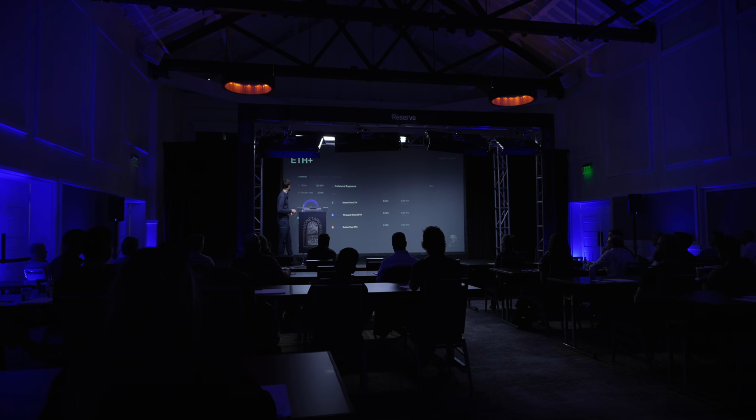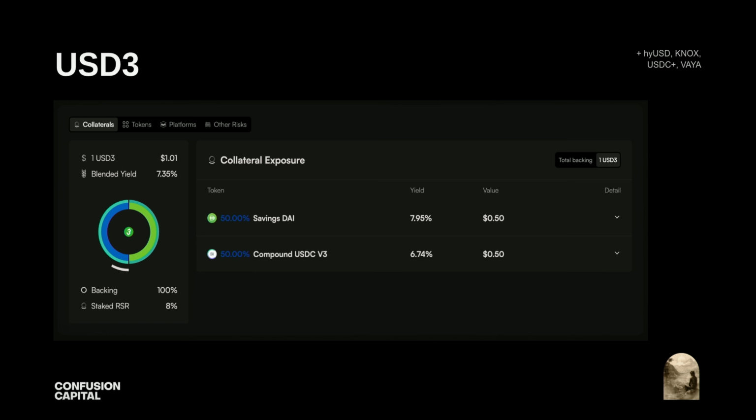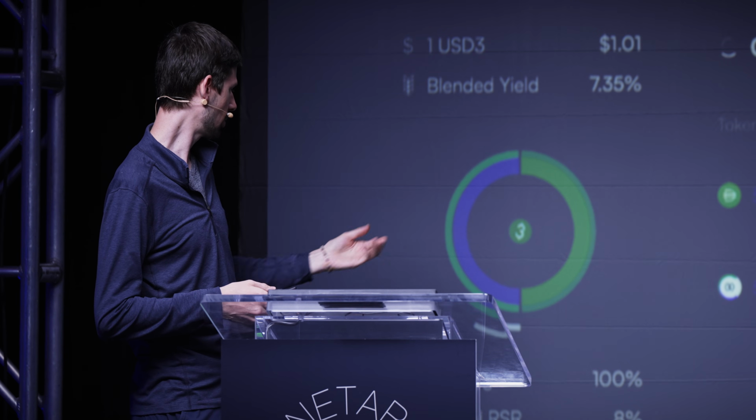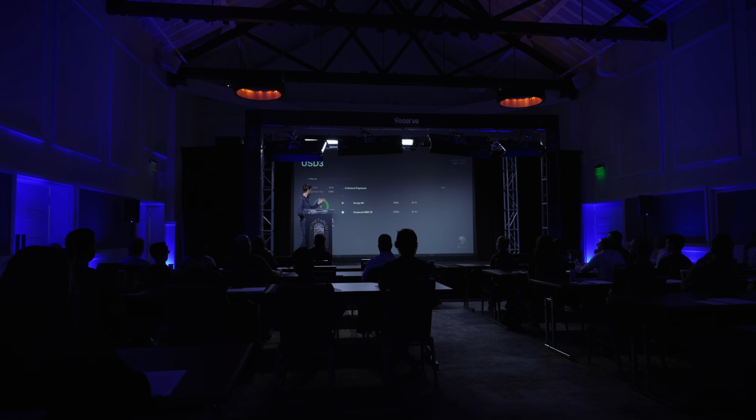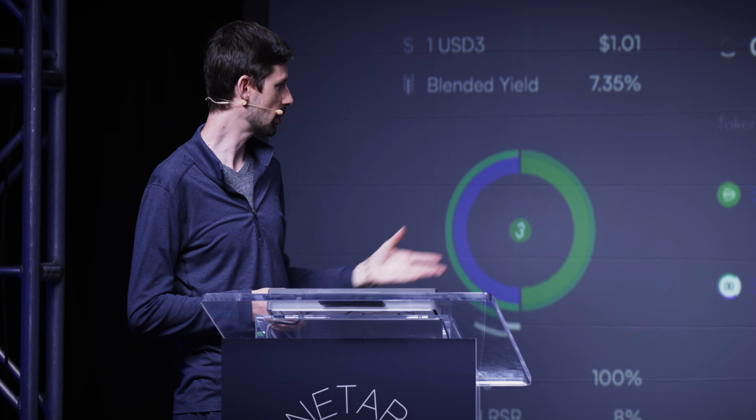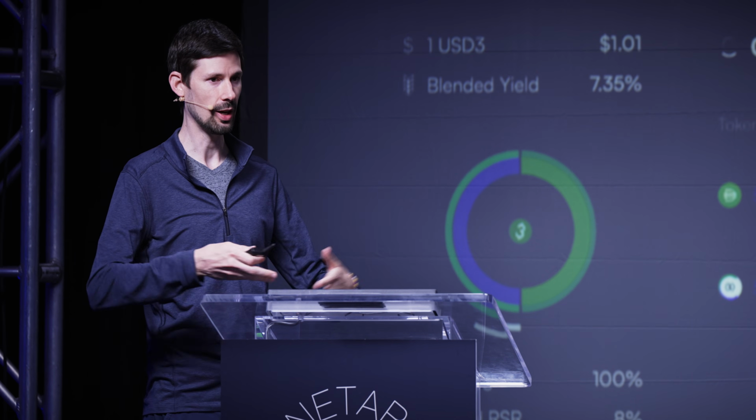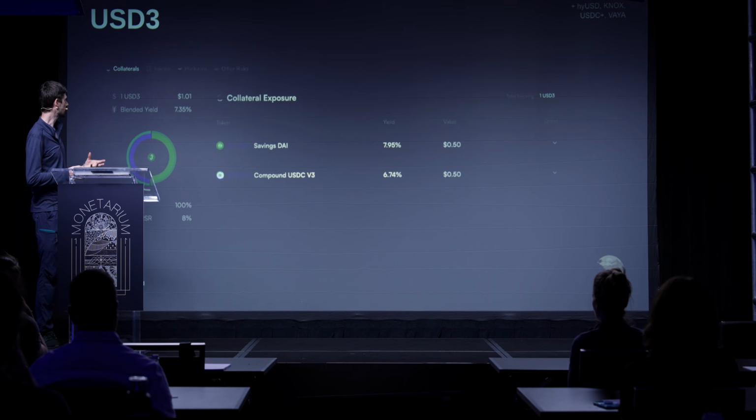And ETH Plus has grown quite a lot. So that's what that is. USD3 is a somewhat similar concept, but it's US dollar denominated. So USD3 is a stablecoin that just automatically appreciates in value because the underlying stables that back USD3 are deposited, part of it in savings DAI right now, and part of it in Compound USDC. And so in the background, those assets are being lent out and generating yield, and that automatically flows to you as a USD3 holder.